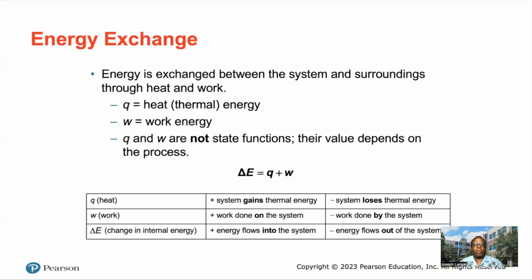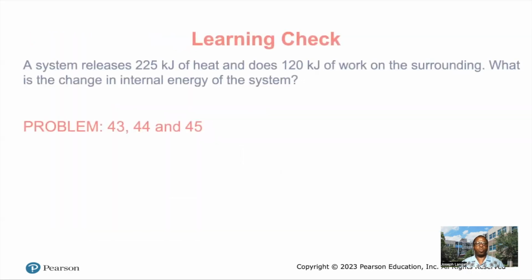I gave you the sign convention earlier and walked you through this. Please go over it again. Remember, Q means heat or thermal energy. W means work done, and it can either be work done by the system or work done on the system. Please read more on that as well.